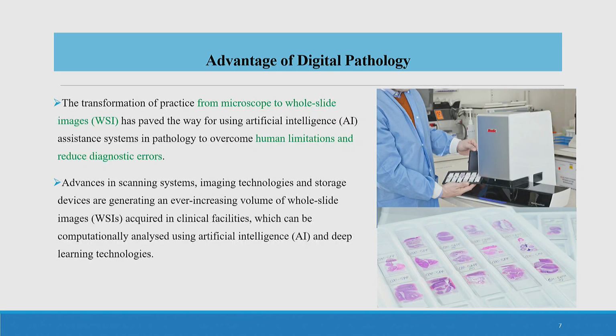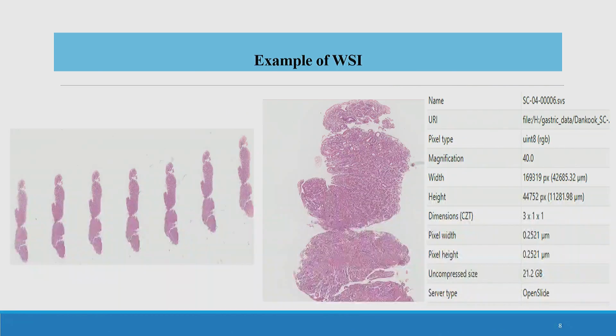So this whole slide imaging technology enabled us to apply AI techniques as well, and using the latest AI techniques we can diagnose the cancers with high performance. Here these are the scanners. There are different kinds of scanners. Using the scanners we scan the whole slide. So this is one example of a whole slide image.